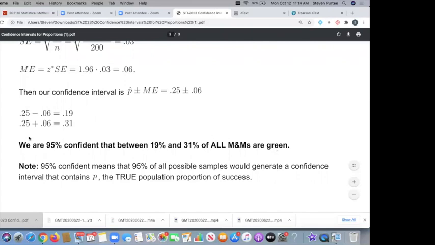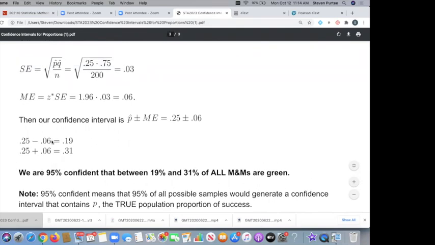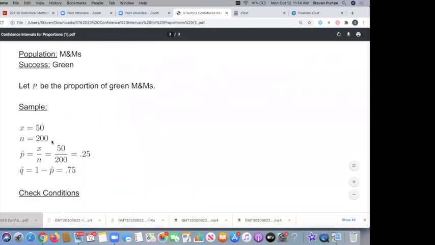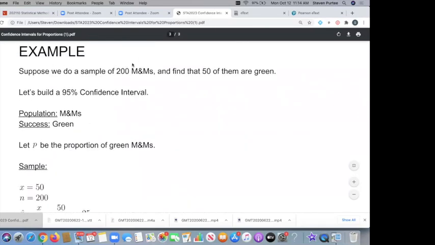Okay, so what does this 95% really mean? This means if you were to go out and play this game millions and millions of times, you go out and you look at millions of different bags of M&Ms, and every time you build a confidence interval. Well, sometimes you're going to catch inside that interval the real number, and sometimes you're going to miss. That 95% means 95% of the time you would catch the real number.